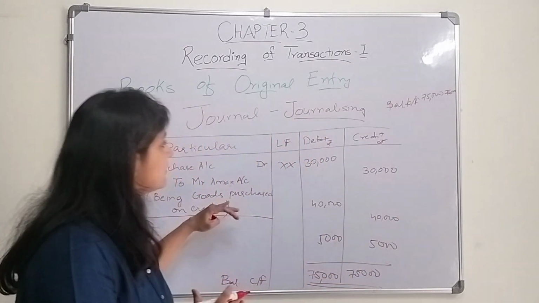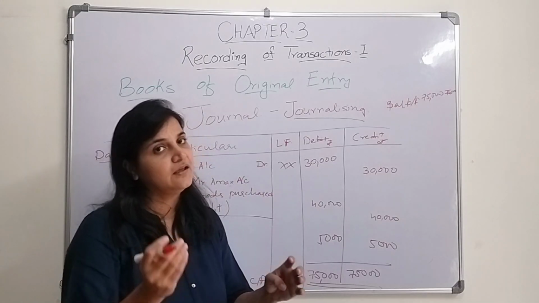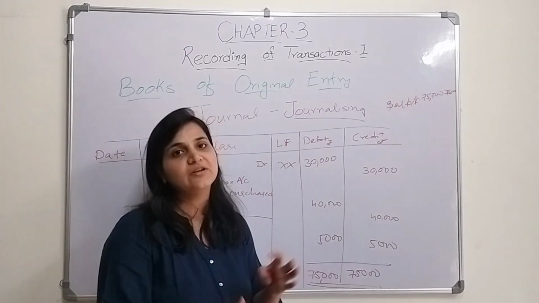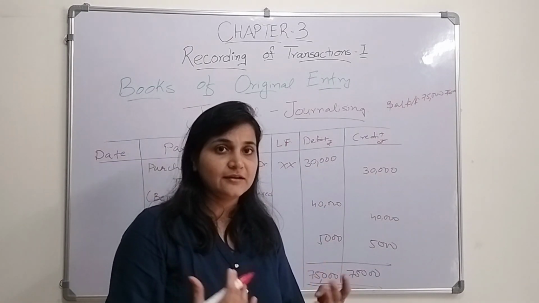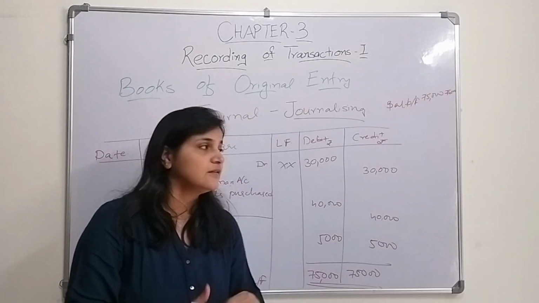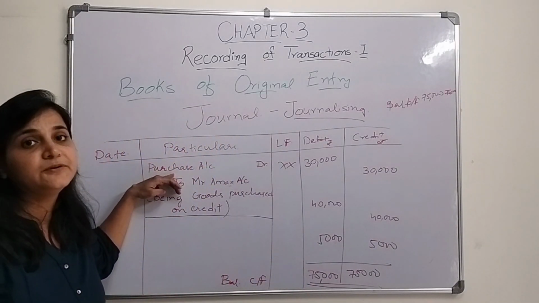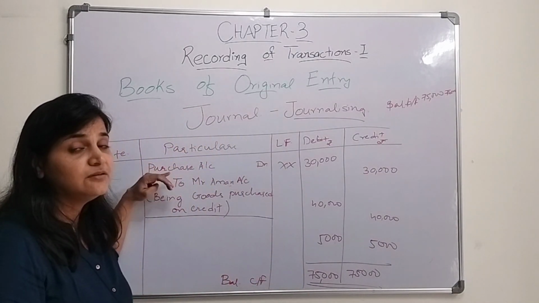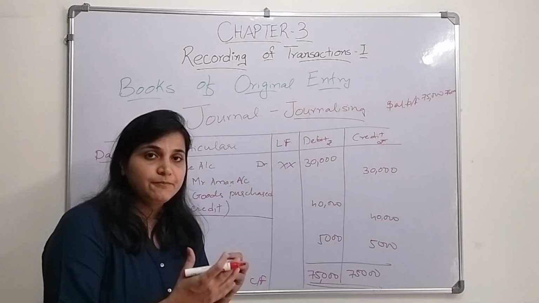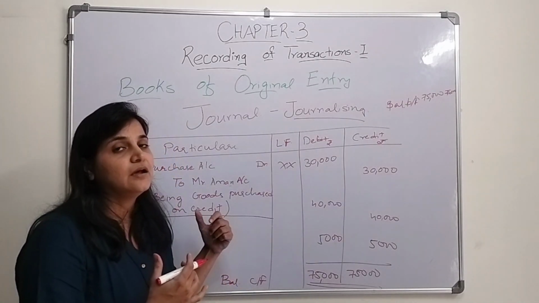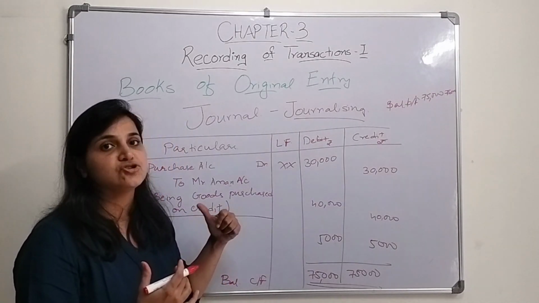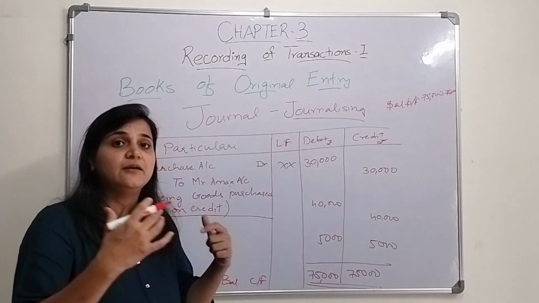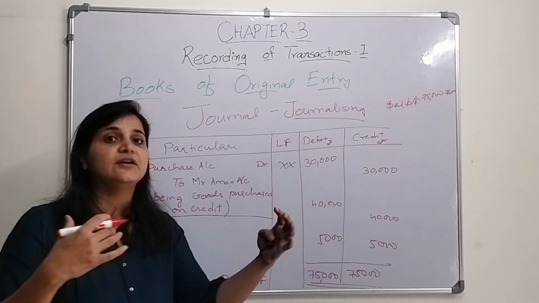Now this is how we are going to pass the journal entries. Again, we will deal with an illustration, and with that you get more clarity. Just one more point I want to discuss with you. Here I have written purchases. I have purchased goods. I have not written goods or stock here, because goods are being dealt in different names.